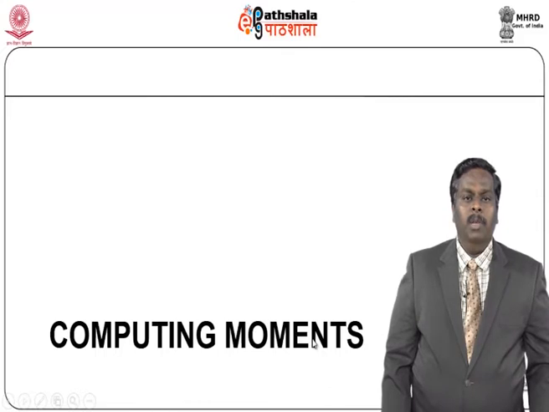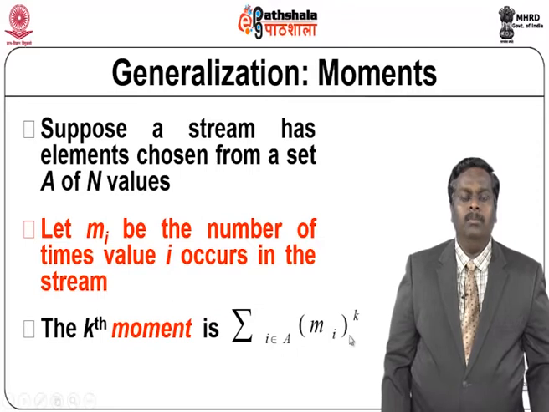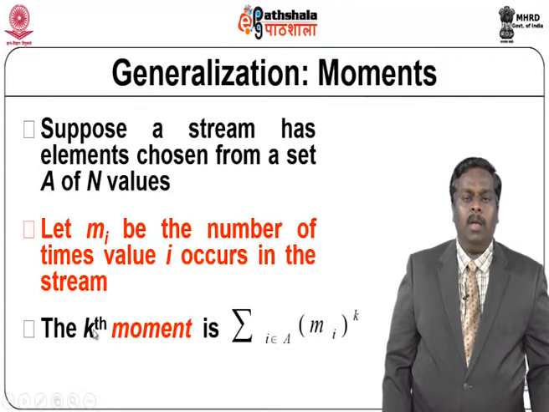Let us start with computing moments. Suppose you have a stream that has elements chosen from a set A which comprises of n values. Then we can calculate the moment. The moment can be in general the kth moment. So, the kth moment is defined as shown in this equation, which is summation of the number of times a particular element, say the ith element, has occurred in the given stream and to the power of k, which indicates the moment that we are trying to calculate.